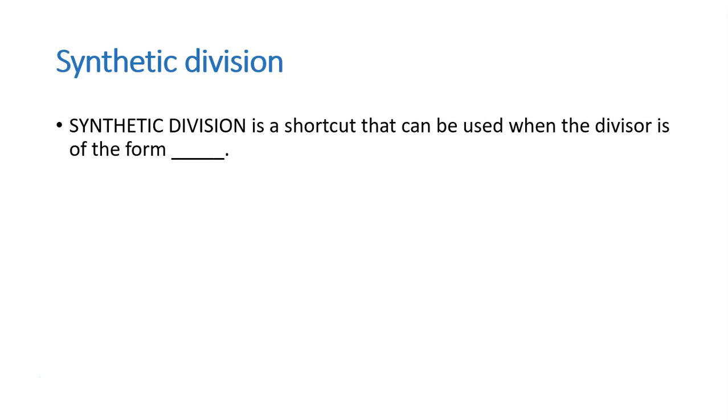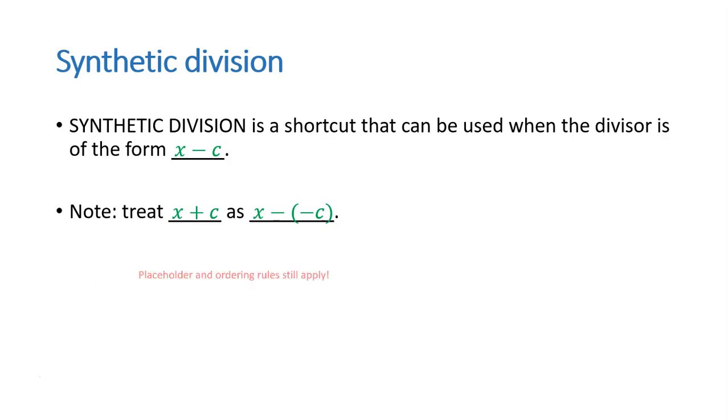So synthetic division is a shortcut that can be used specifically and only when the divisor is of the form x minus a number. So if we have x plus a number, I want you to treat that as x minus a negative. So again, synthetic division only works when we're dividing in something of this form. The dividend can be any form we want, but the divisor has to specifically be a binomial of this form, x plus or minus a number. We need to keep in mind those placeholder and ordering rules. Those still apply for synthetic division.